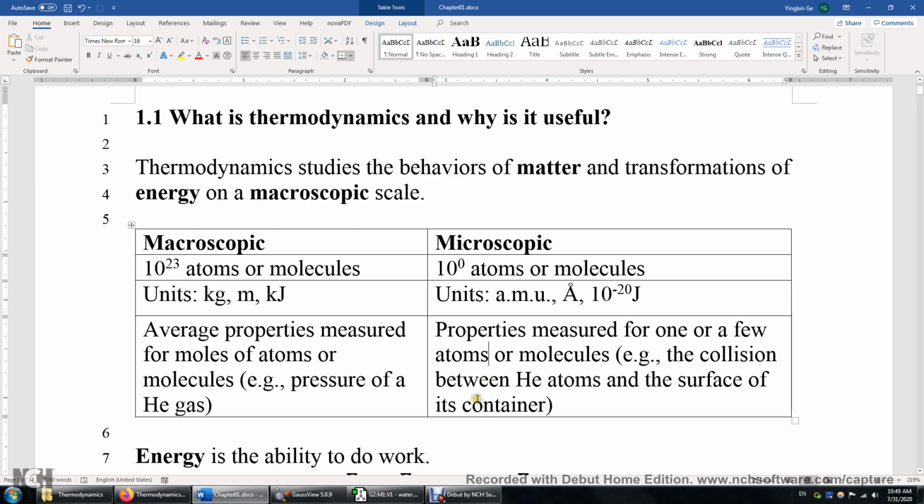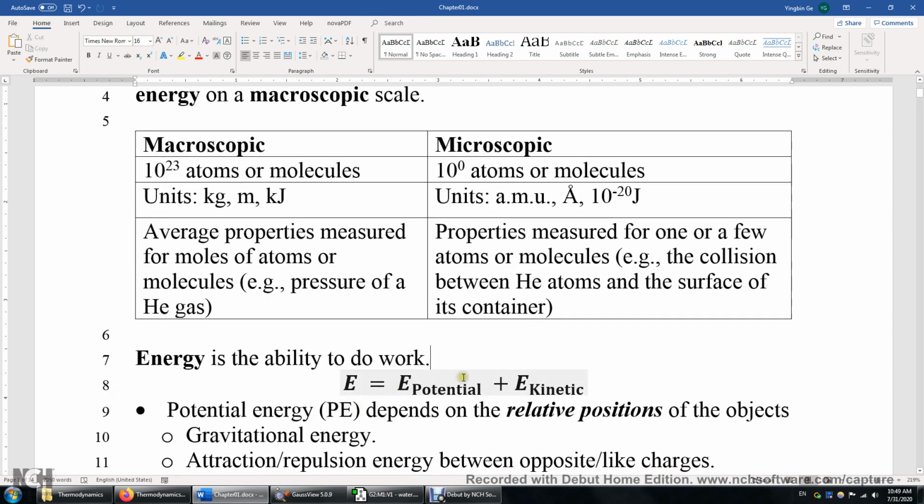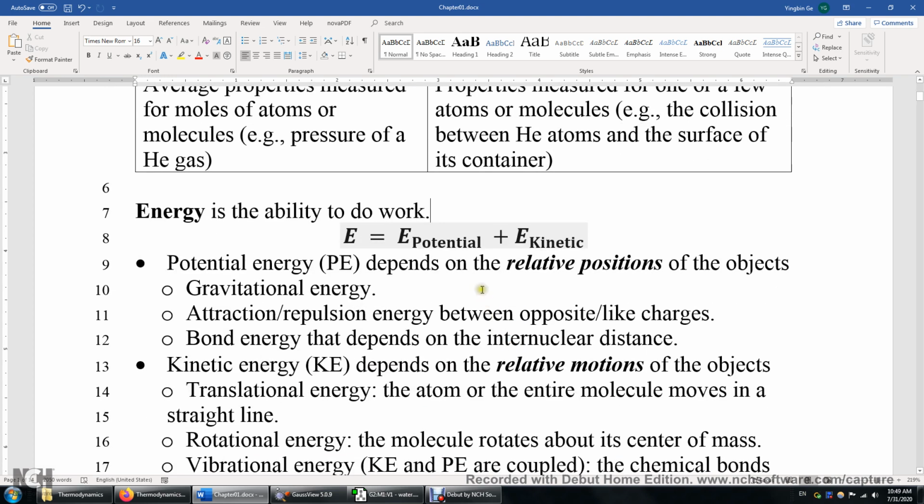What about energy? Energy is the ability to do work. Energy can be potential energy or kinetic energy. There are only 2 categories. It's either potential energy or kinetic energy. So what's the difference between these two? Potential energy depends on the relative positions of the objects. Kinetic energy depends on the relative motions of the objects.